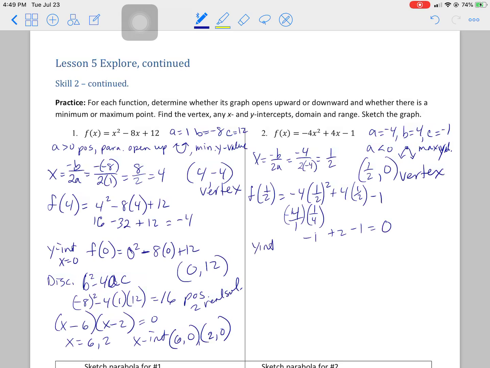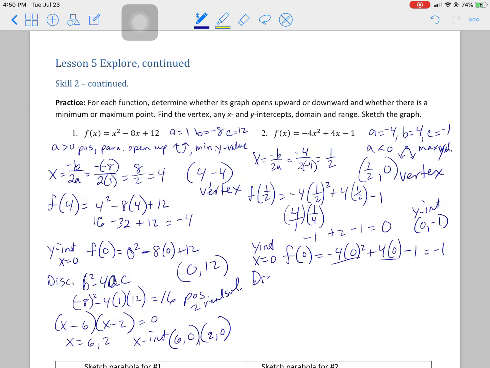My y-intercept is when x equals 0. So f of 0 is going to be 0. Here, let me write it out. Show my work. So it's -4 times 0 squared plus 4 times 0 minus 1. That's 0, that's 0, so this is going to be -1. So the y-intercept is (0, -1).